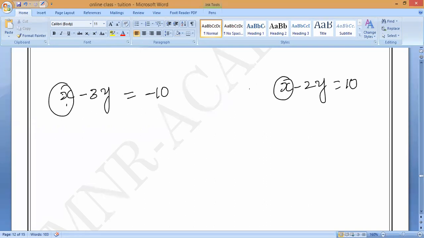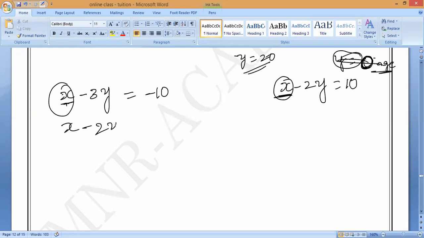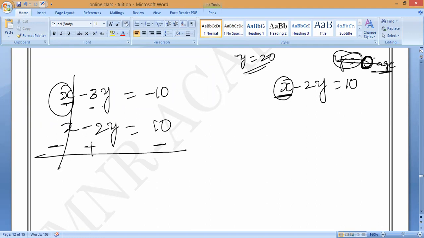Y is equal to 20. Very good. See, here the x coefficients are already equal, correct? So which operation, addition or subtraction? Subtraction. X minus X gets cancelled. Minus 3y plus 2y, how much? Minus y equal to minus 20.